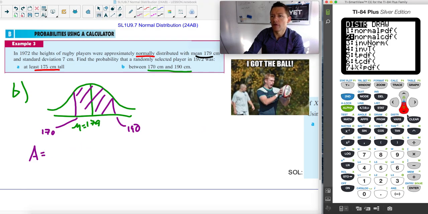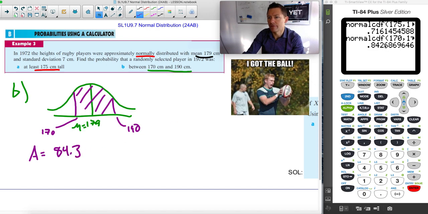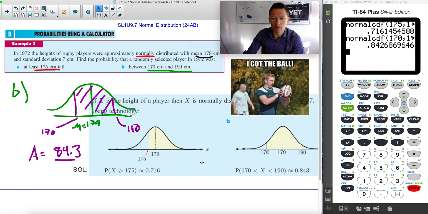Distr, normal CDF, and we want our lower to be 170, and our upper to be 190, and I think the rest of it was the same. Go baby go. Cool. So 84.3%. We're rounding to 3 significant figures. It will matter if you're fighting for those like 5, 6, 7s that we want to round to 3 sig figs. So there we go.